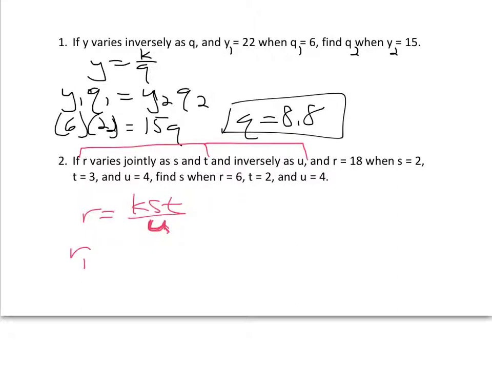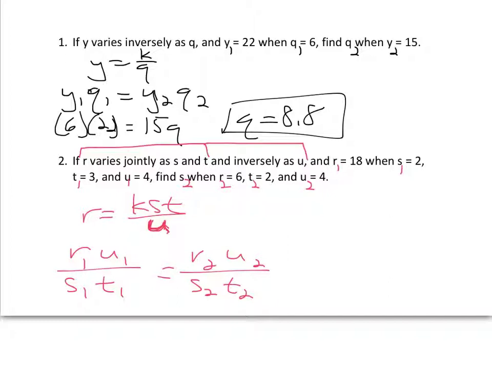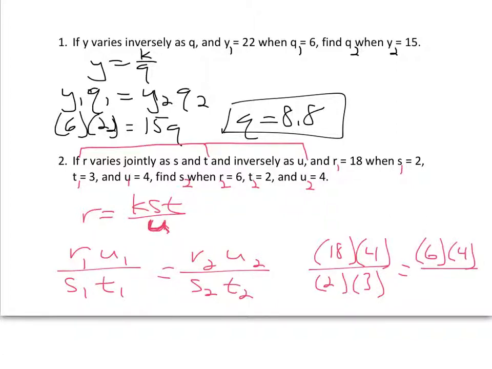Now to get k by itself this time, we had to multiply by u and divide by st. So we've got r1 u1 over s1 t1 equals r2 u2 over s2 t2. And you can plug all these in and solve, because we have r1, s1, t1, u1, s2, r2, t2, u2. So we have 18 times 4 over 2 times 3 equals 6 times 4 over 2s.